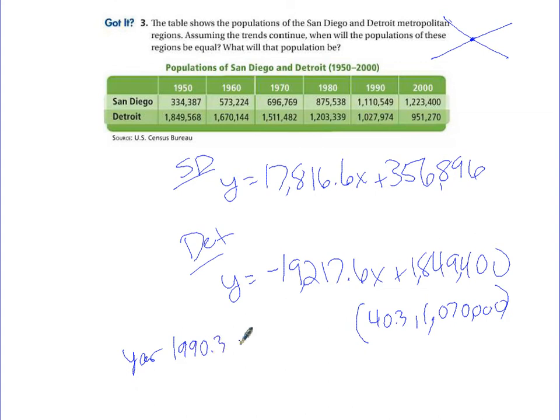1990.3. So 3/10 of the way through 1990. And the 1,070,000 was the population. And that is actually really true. That's what happened.